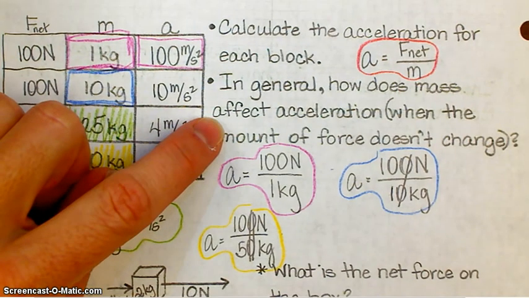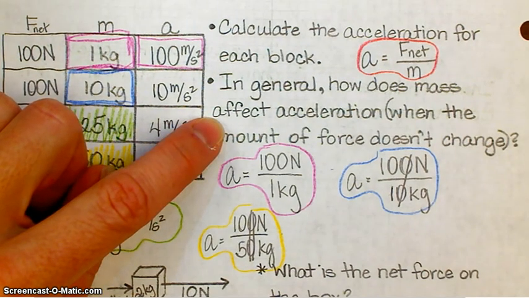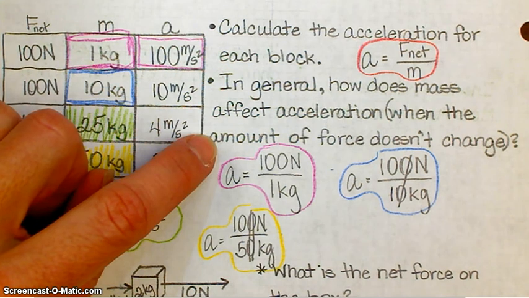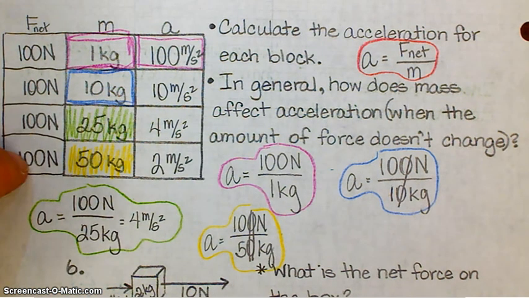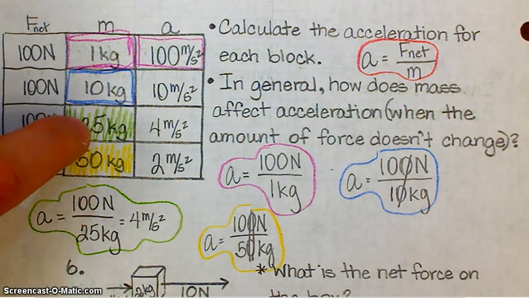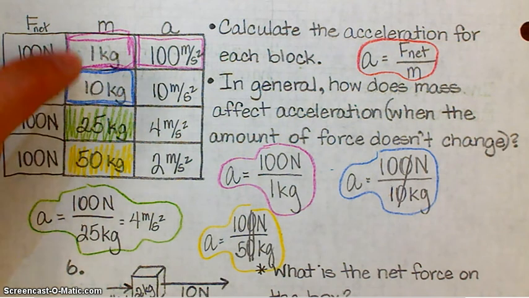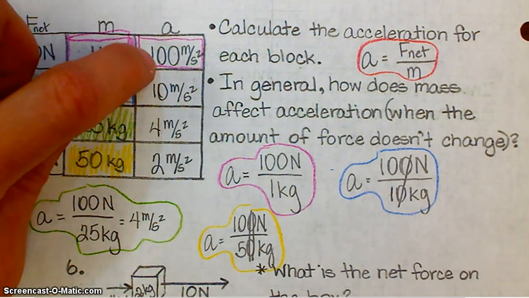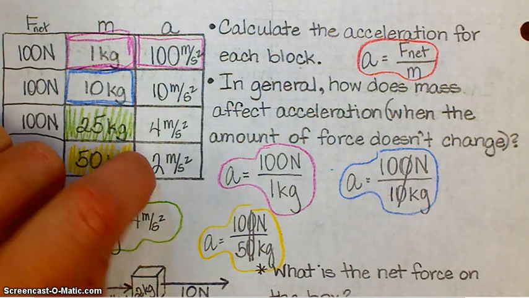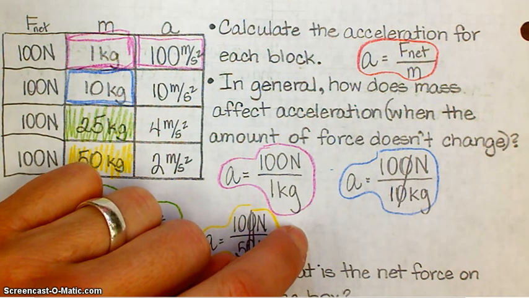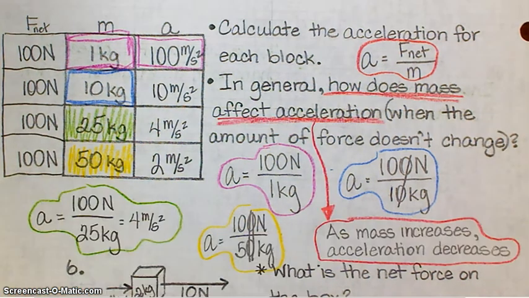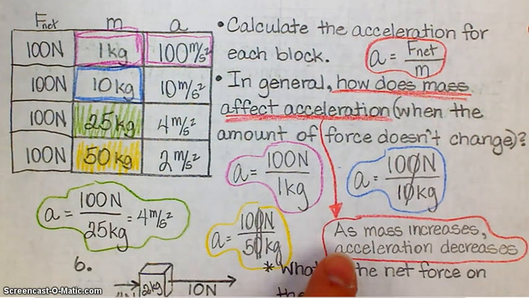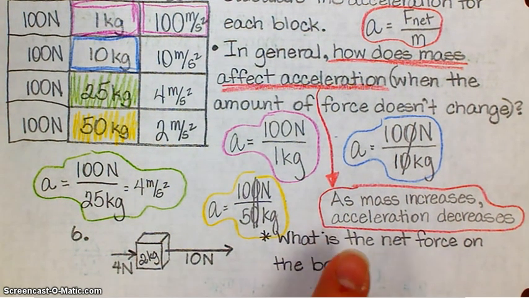So let's answer this now. In general, how does mass affect acceleration when the amount of force doesn't change? Okay, so the amount of force is not changing. But as the mass gets bigger, the acceleration is going to get smaller. Okay, and that's basically what you need to write. So how does mass affect acceleration as long as we don't change the force? Well, when mass goes up, acceleration is going to decrease, meaning it's going to accelerate less.